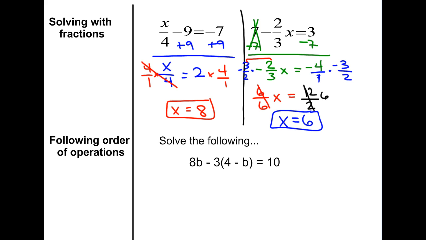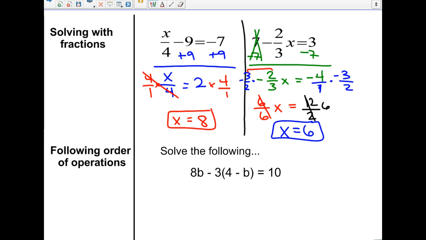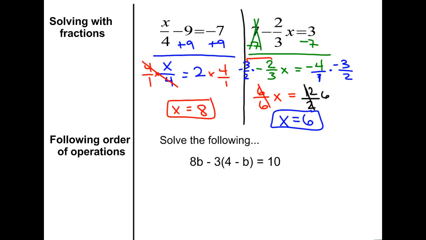Let's plug it in to see if that works. Well, 2/3 times 6 is really 2/3 times 6 over 1, so it'll be 12 over 3. 12 divided by 3 is 4. 7 minus 4 is 3. It works out just fine. So, again, remember to follow the opposite of order of operations when you guys are doing that.